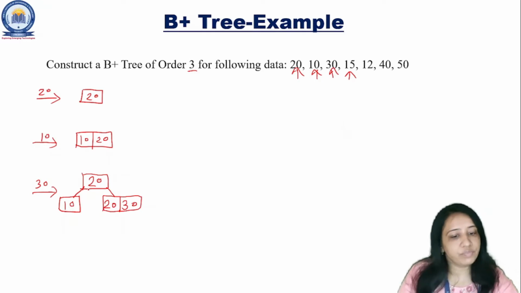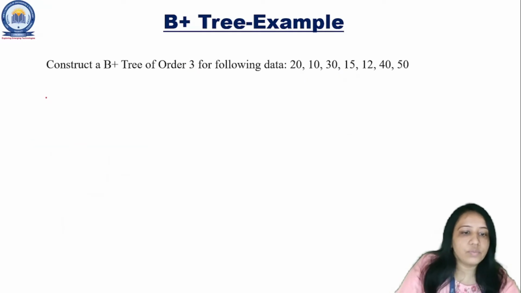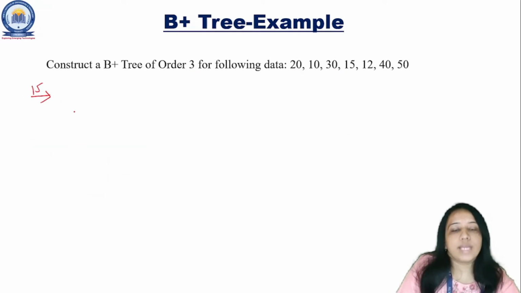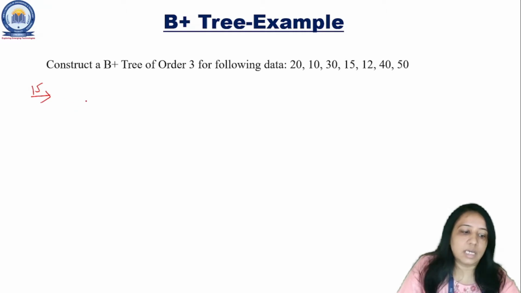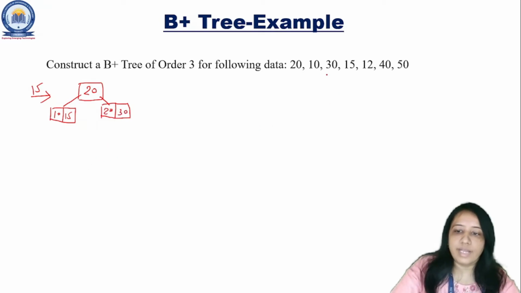Now next is 15. We know that 15 is less than 20, so it will be with 10. So we will be having 20 at the root, and here there will be 10, and with the 10 we can store 15. At the right side it is already having 20 and 30. Now 15 has been done.